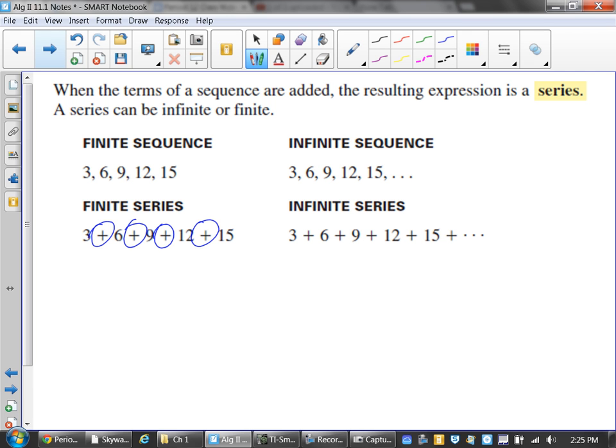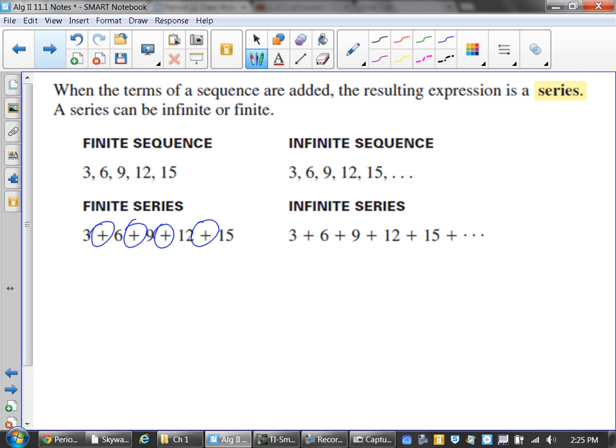Not necessarily. I know where you're going with that, though. Now, in this case, if I'm looking at this finite sequence, finite series, infinite sequence, infinite series, that just means the infinite sequence continues on and on forever. An infinite series also continues on forever. Finite just means it ends.